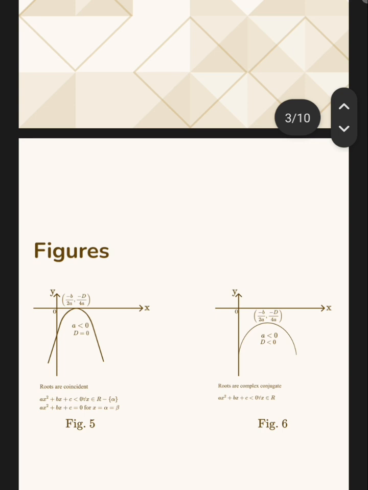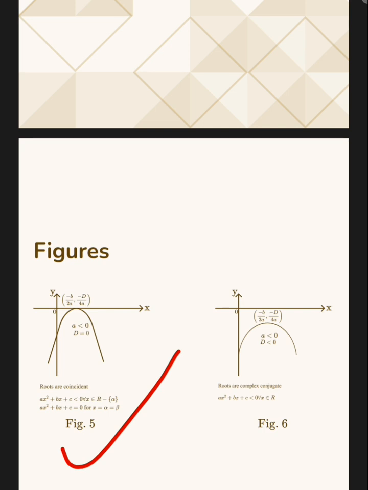then the parabola will touch the x-axis exactly at one point and the roots are coincident, meaning the roots will be equal. The curve will touch the x-axis like figure number 5. Here discriminant equals 0, a less than 0, a downward parabola, and the roots are coincident, the roots will be equal.